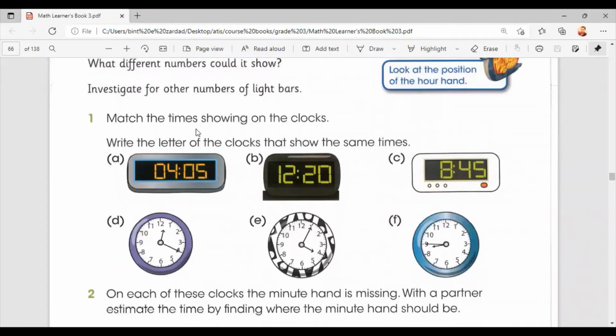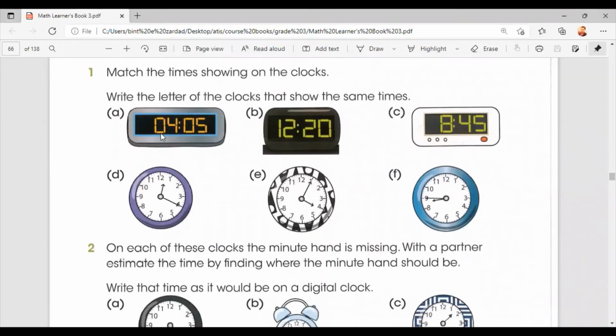Okay, make the time showing on the clock. 4, 5, 12. It's easy. 4 hours 5 minutes. The first portion is about hours, and the second one is about minutes. Like 4 hours 5 minutes.